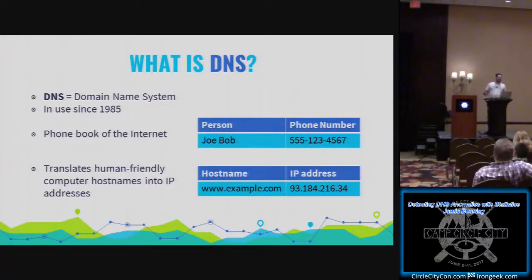This intro, if you're familiar, you'll know DNS is the domain name system, in use since '85, and it's the phone book of the internet, essentially. So the comparison here: where you know who you want to talk to, call on the phone, Joe Bob, you've got to go look up his phone number so that you actually initiate that communication and talk to him. Similarly, DNS translates that human-friendly name into an IP address that a computer can then use to initiate that communication, and you can get the resource, web page typically, or other type of data.